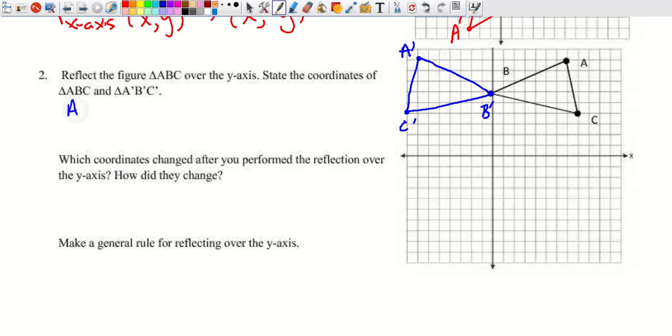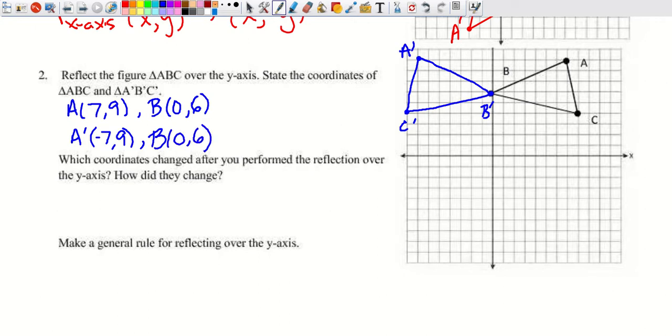So point A started with coordinates 1, 2, 3, 4, 5, 6, looks like 7, 9, and became A prime, which flipped over the other side. So that's -7, 9. So just the first coordinate, the x coordinate, changed. So point B is 0, 6. If we were to switch the sign of the first number, 0, it stays 0. So this doesn't switch, that makes sense.